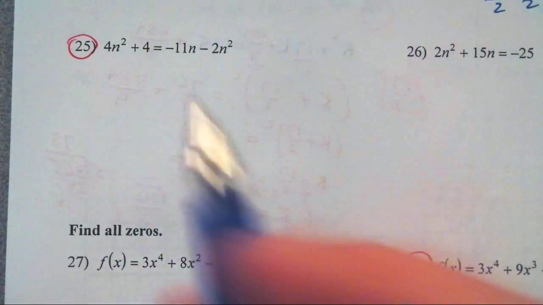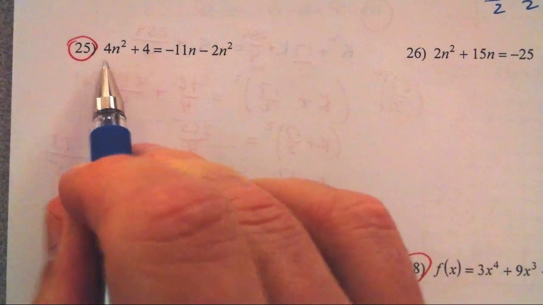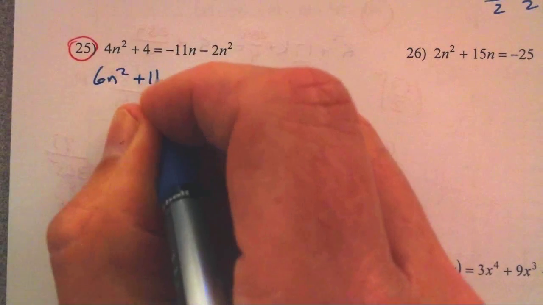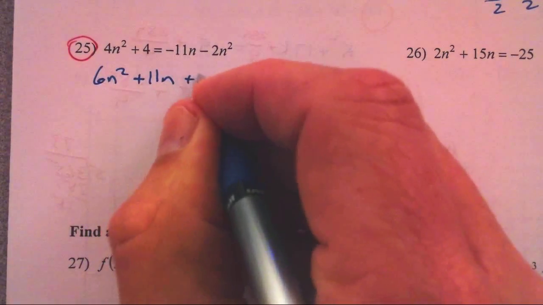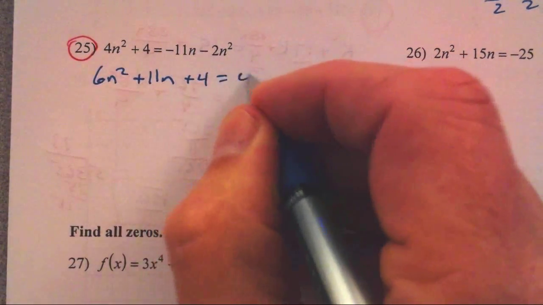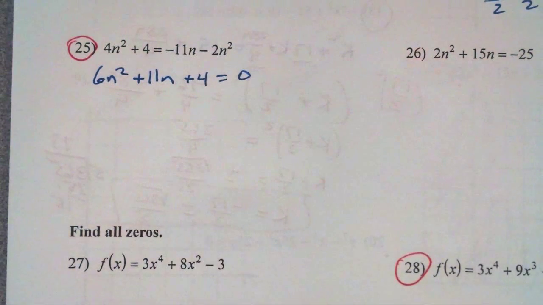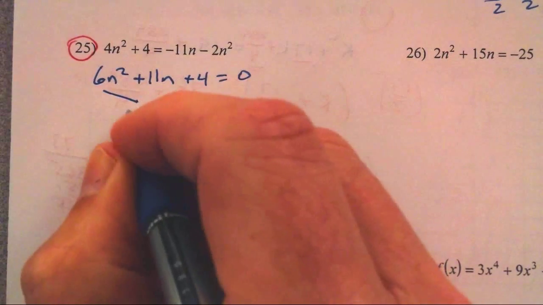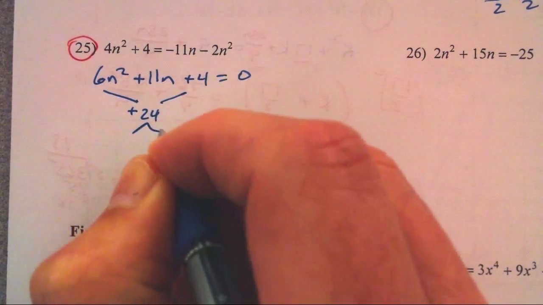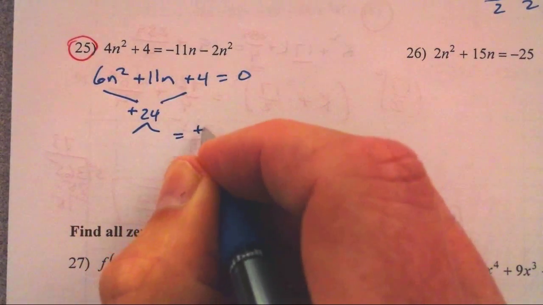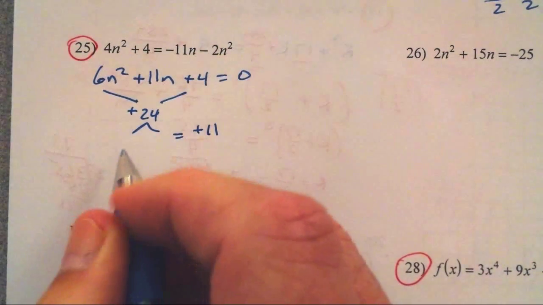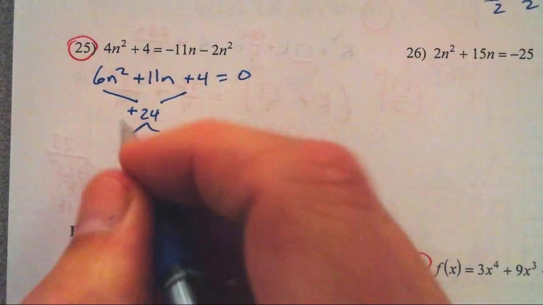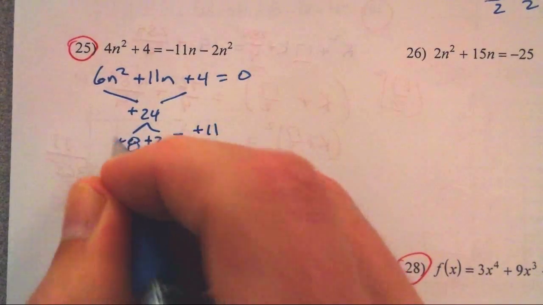25, similar, let's group. I'm going to add 2n squared to both sides, 6n squared. I'm going to add 11 n's. I'm going to leave 4 over here, equals 0. I check, 6, 11, 4 can't reduce. Two numbers that multiply to be positive 24 and add up to be 11. Popular, just 8 and 3. No, those are different than the last one. Positive 8, positive 3.